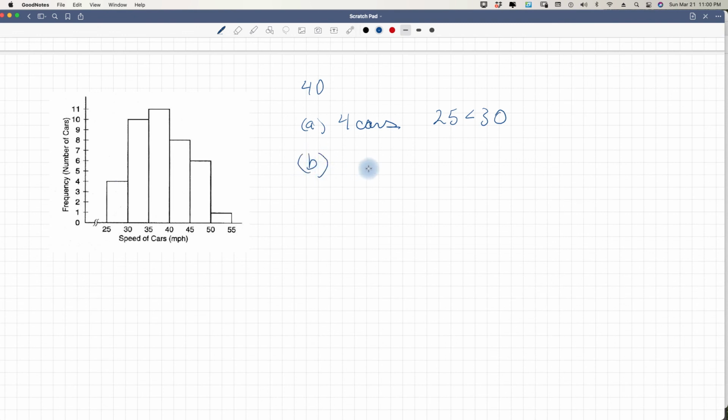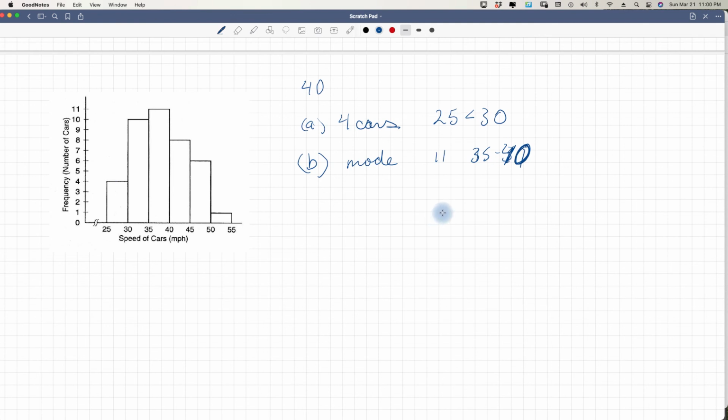B says, what was the mode interval? Well, all you have to do for the mode is look and see where the most cars were, and that's the tallest bar, and that's 11. Since 11 cars were between 35 and 39. So 11 between 35 to 39, right? Or we could say 40. We can just say 35 to 40.